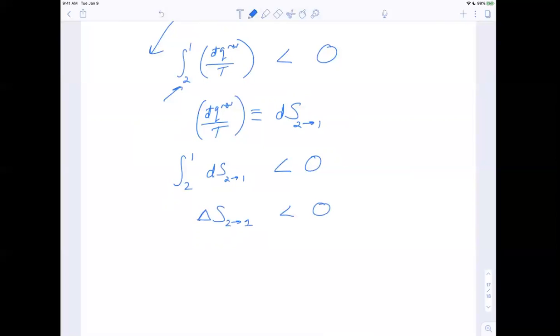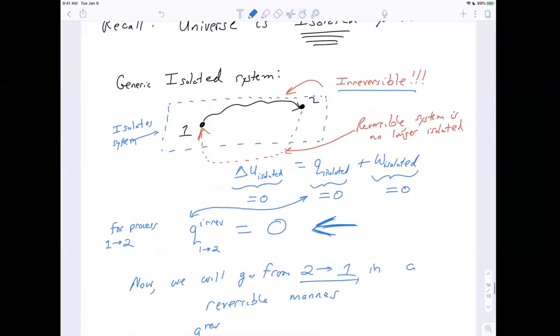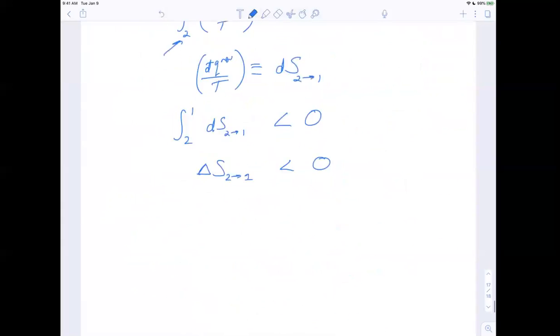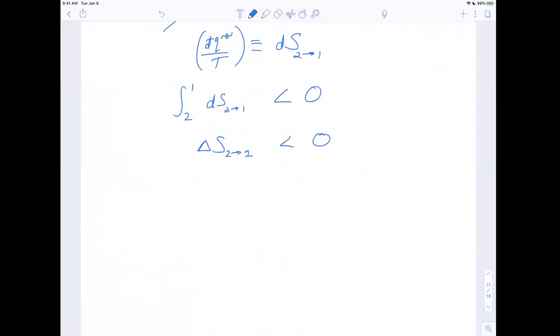Now, the original process that we were considering was this irreversible process in an isolated system. That 1 to 2, the black process, that was irreversible. So if we wanted to say something about delta S for that irreversible process, what happens if I want to go, and so this delta S is going to be S1 minus S2, right? Because we're going from 2 to 1. The final state here is 1. So this is going to be S1 minus S2 is less than 0, right?